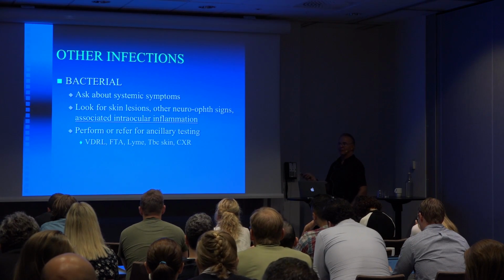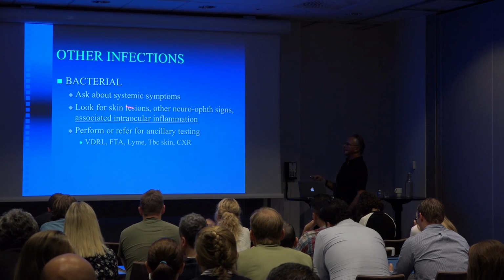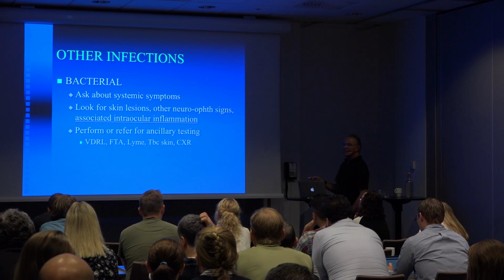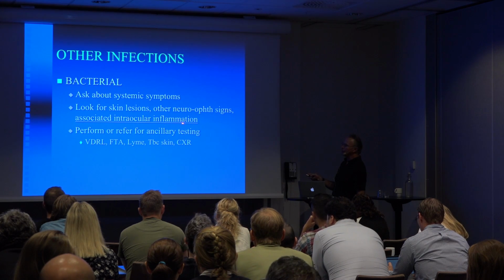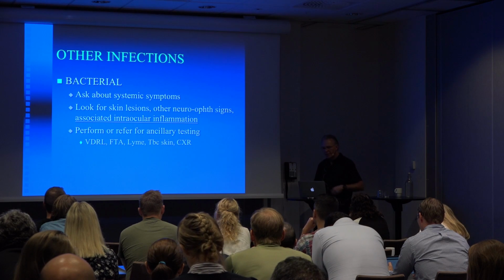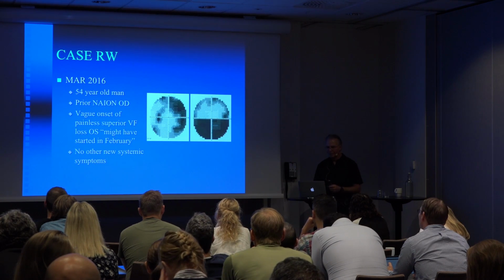So you need to ask about it, you need to ask about systemic symptoms, and you need to look for other things. Look for skin lesions that look like syphilis. Look for associated intraocular inflammatory disease. Do the testing if you're concerned about this.